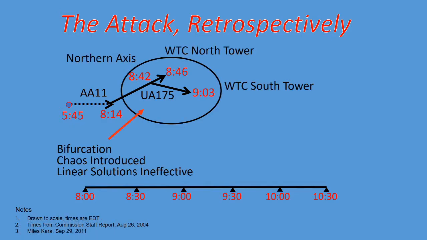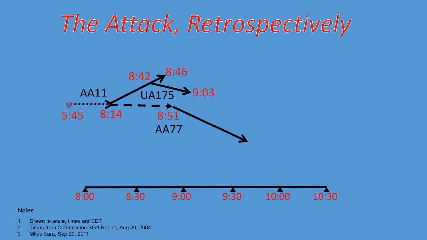New York Center knew by 8:53 that it had multiple problems, as we discussed in earlier episodes. By 9:03, the Northern Axis attack was over, and chaos dominated the national airspace system in the Northeast. Unknown to everyone outside Indianapolis Center, an attack on a Southern Axis was underway. Soon after 8:50, American 77 was commandeered.